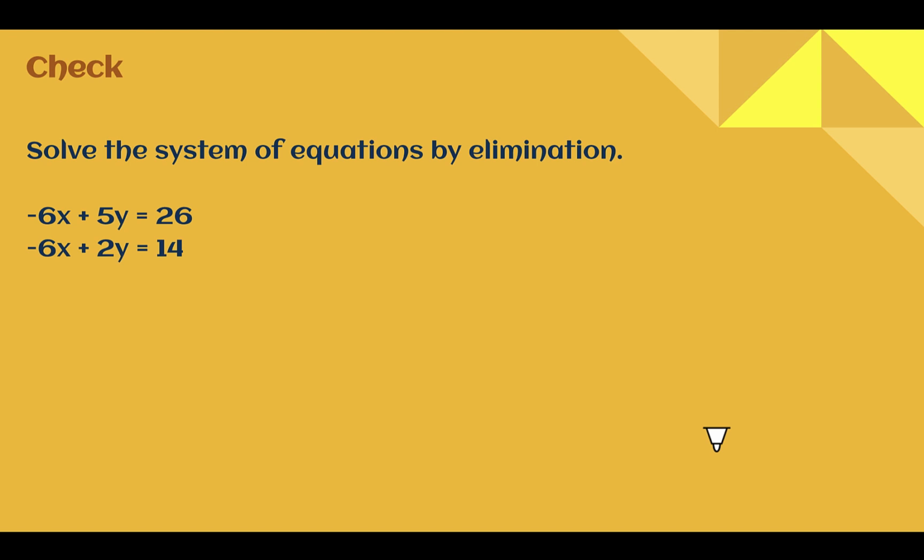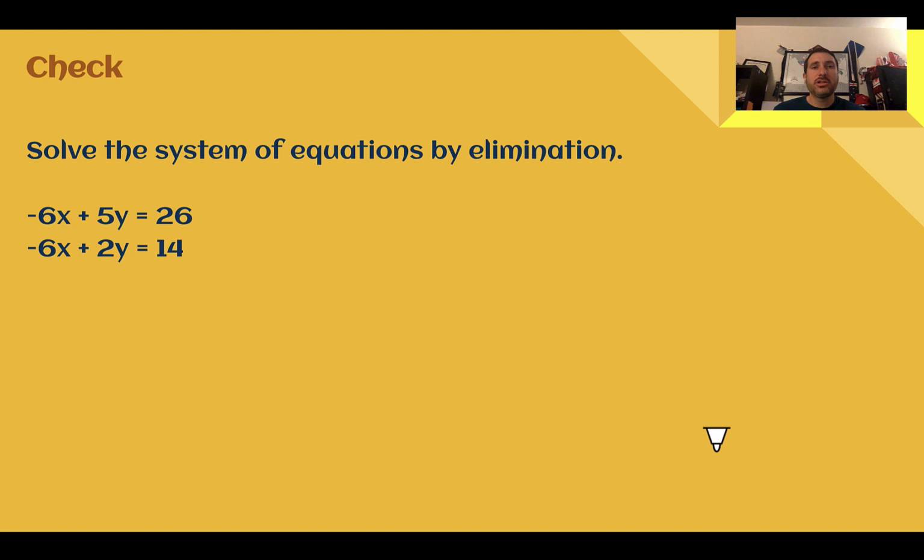Check your understanding. Solve this system by elimination. Pause the video now and complete the check. Check your answer. You should have found negative 1 and 4. x was negative 1, y was 4.